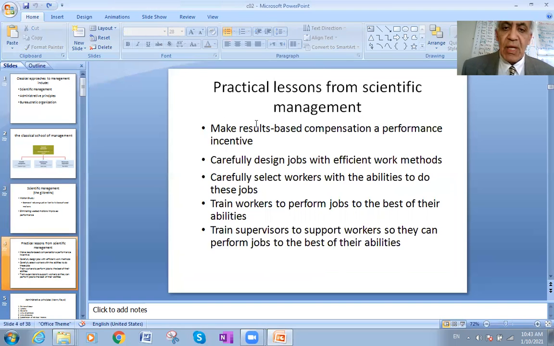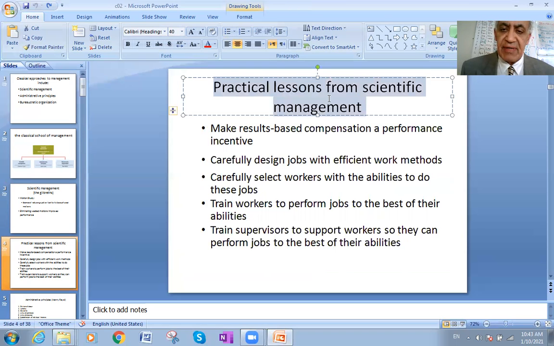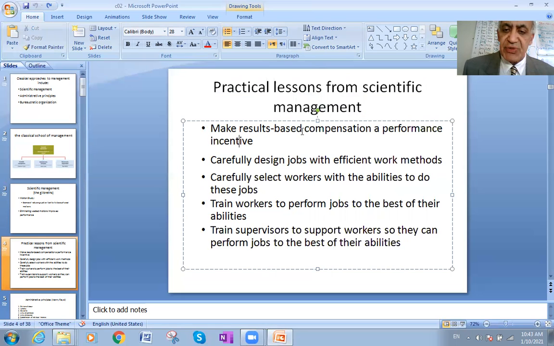The practical lessons from scientific management: make results-based compensation and performance incentives. They say you should link the production of the worker with his incentives and his bonus. He will produce 1 unit, give him $1; 2 units, give him $2; 3 units, and so on. Again, we are treating the human as a machine, and this was another critic point directed at the scientific management school.